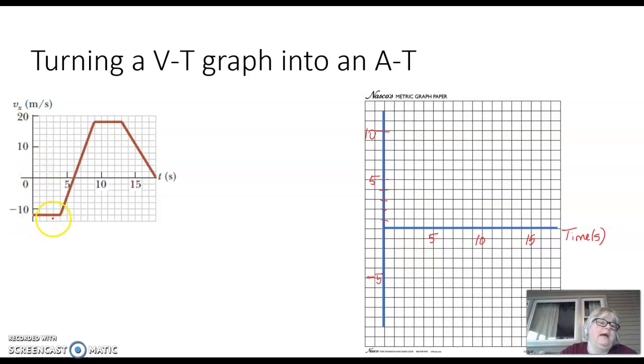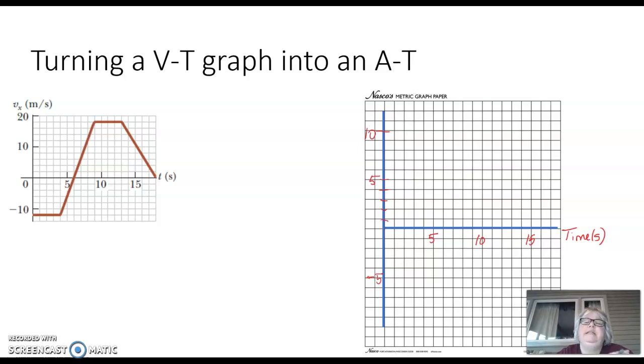If you notice, we start out with a negative velocity of about negative 12 meters per second, and we stay at that constant negative velocity for about 4 seconds. We're then going to increase our velocity to a positive 18 meters per second over about 5 seconds. Then we will travel at another constant velocity for about 4 seconds. And then finally we will slow down to 0 for the last 5 seconds of travel.